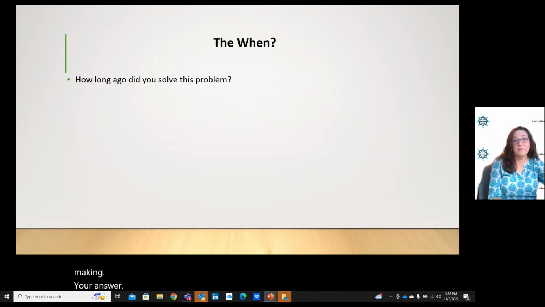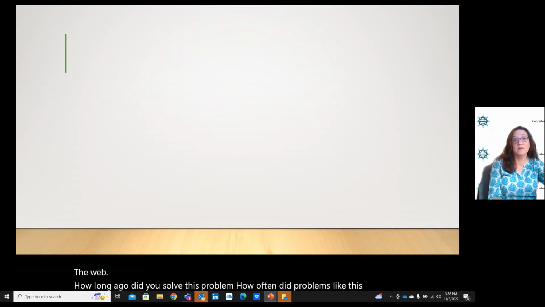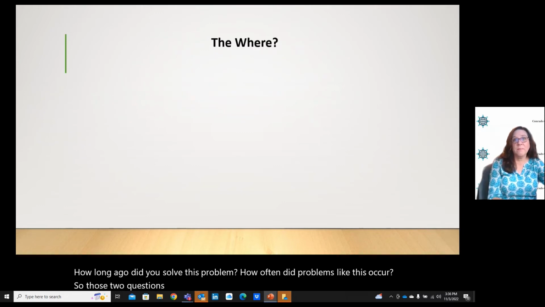The when. How long ago did you solve this problem? How often did problems like this occur? Those two questions are important, but if it's been a long time, it may not be as relevant as something that just happened. So next is the where.